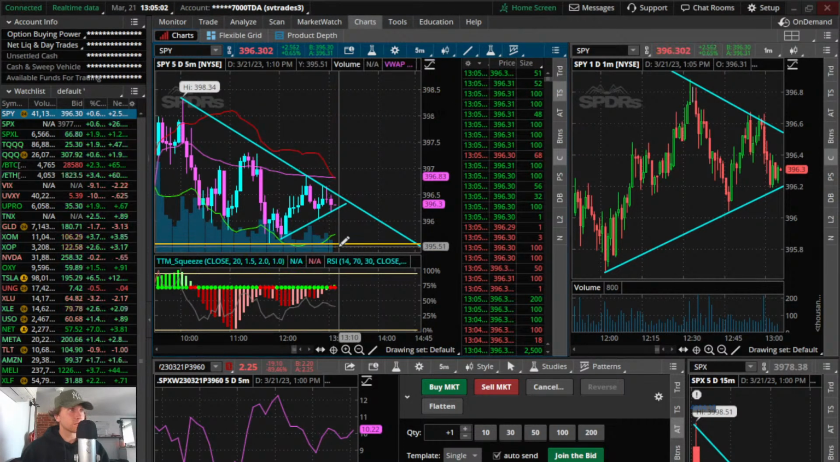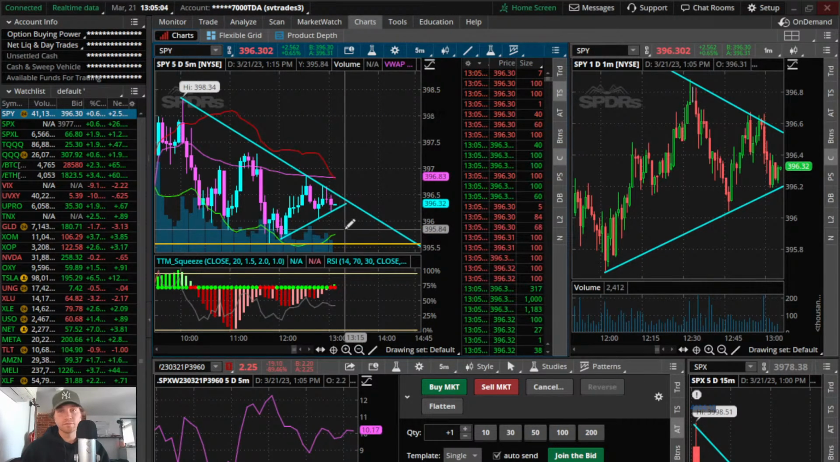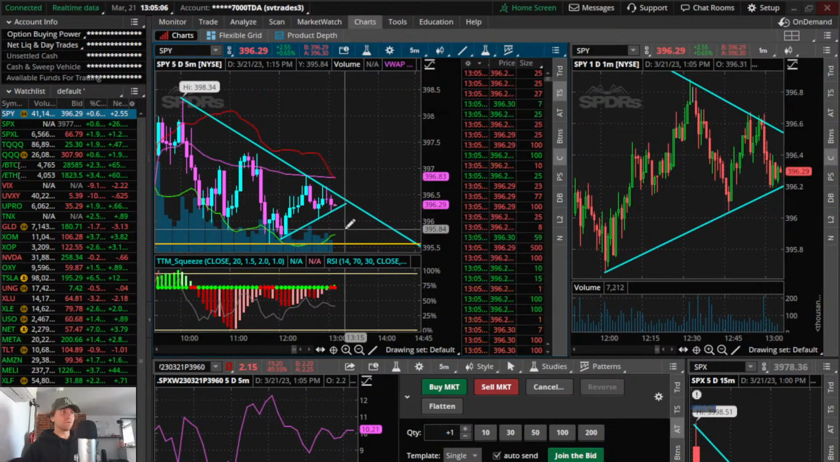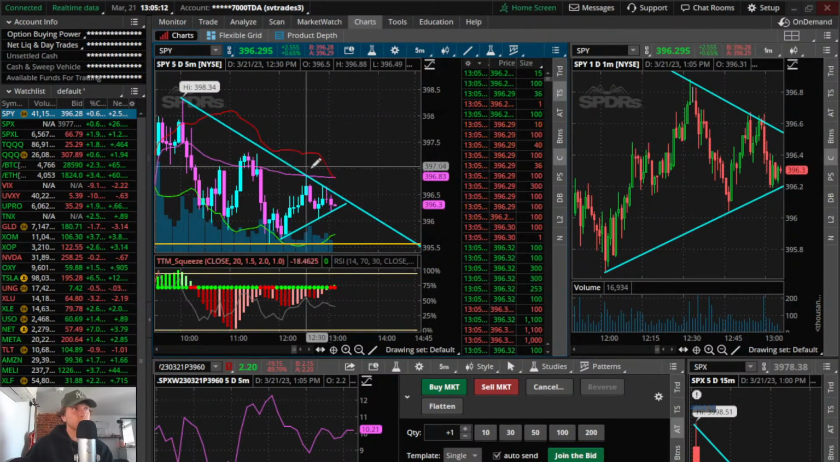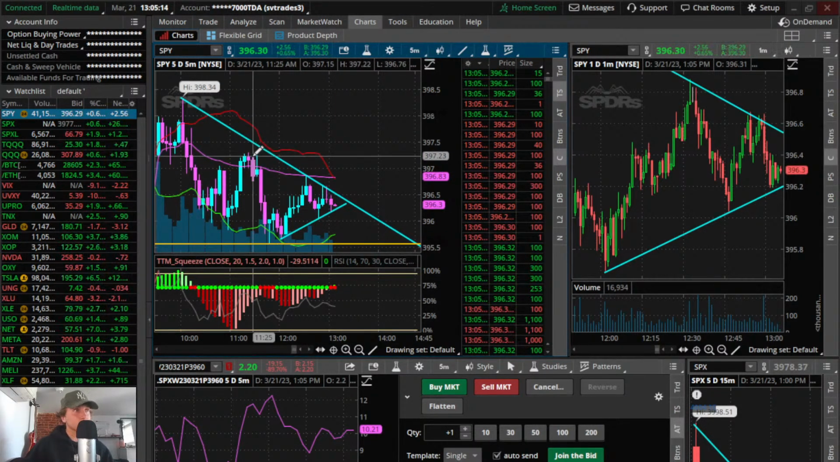Can we just see a breakdown? For the love of God. This is awful, just watching paint dry. I still see that level. I still see this. This is kind of a descending triangle still, even though it didn't break this one.